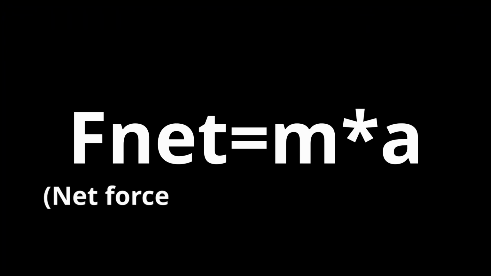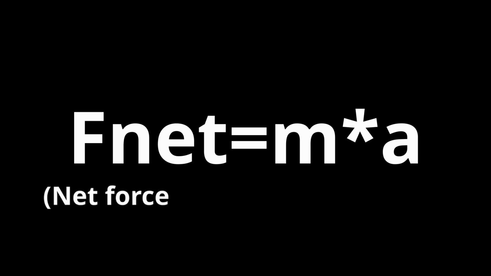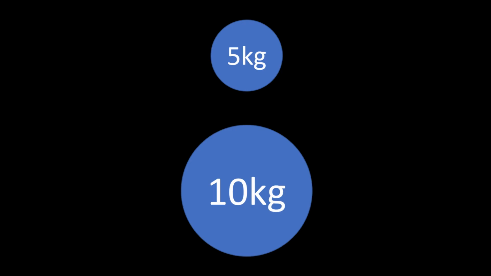This equation, net force equals mass times acceleration, is basically the definition of Newton's second law. A total force or net force can be figured out by multiplying mass and acceleration, and acceleration can be figured out by dividing the net force by the mass. When the mass is bigger, it takes more force to move that object. This law only applies to objects with unbalanced forces.